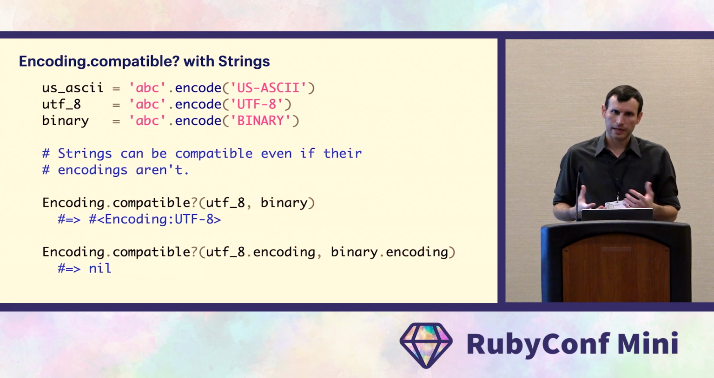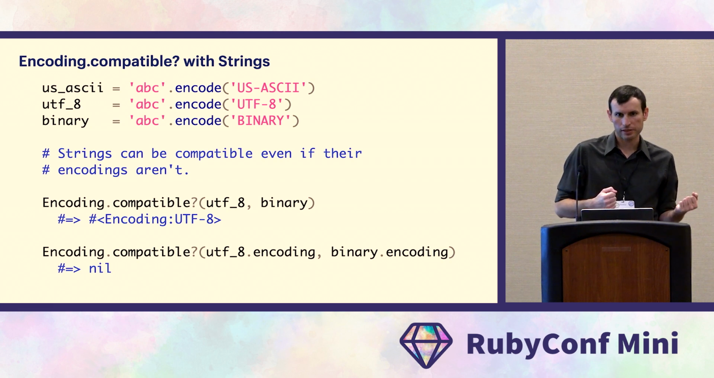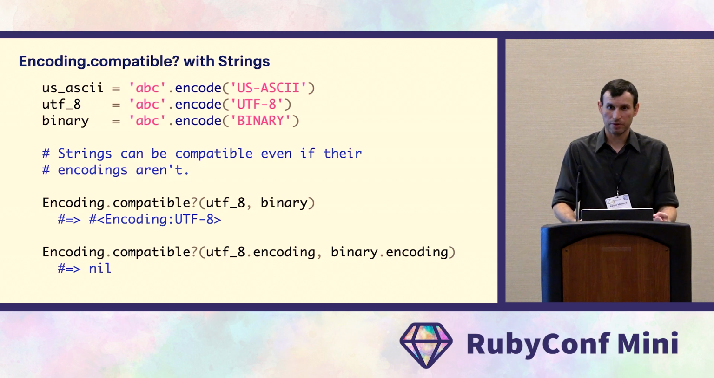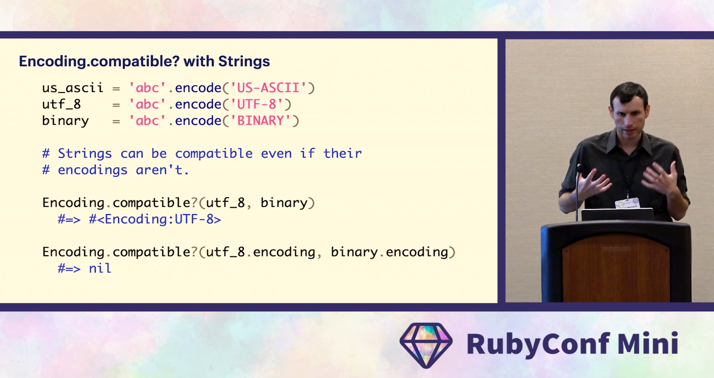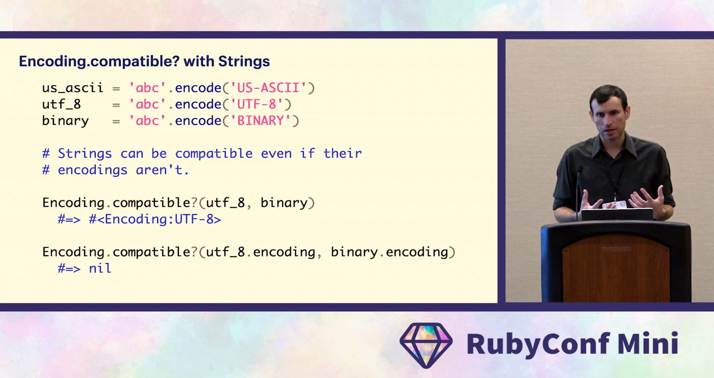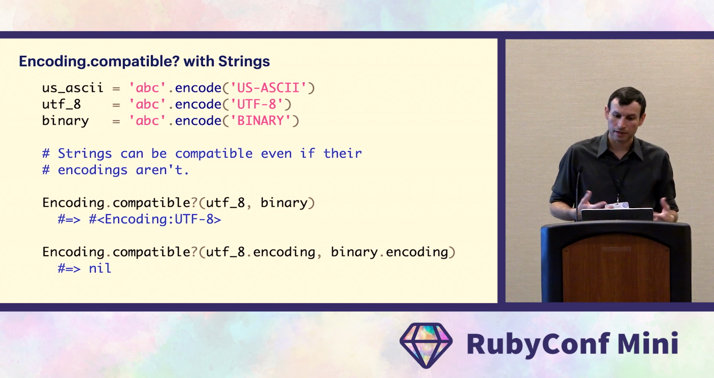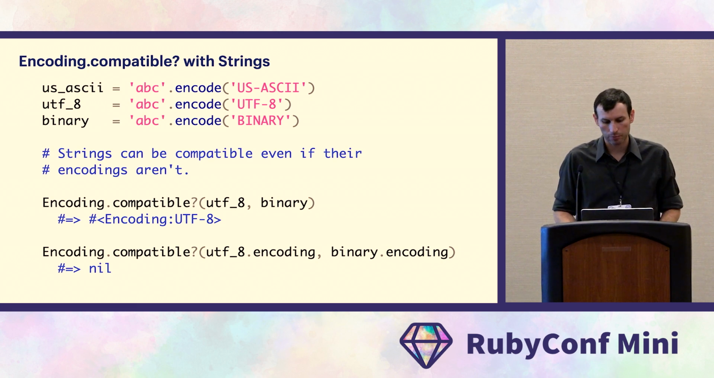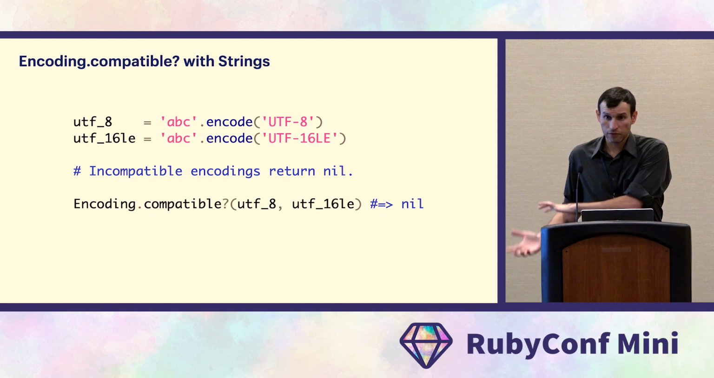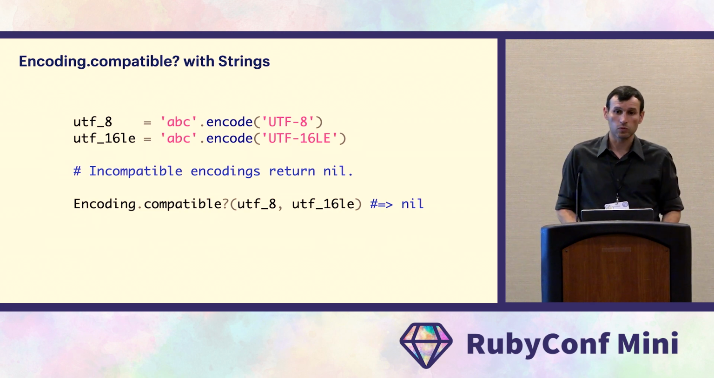Even more confusingly, if you have 2 encodings that say they're not compatible, strings in those encodings might be compatible. So if you're trying to, again, be a bit defensive, you really need to make sure you're passing in the right type of object, because just giving it an encoding will give you an incorrect perception of how the string operation will proceed. But if the strings truly aren't compatible, then you will get back nil.